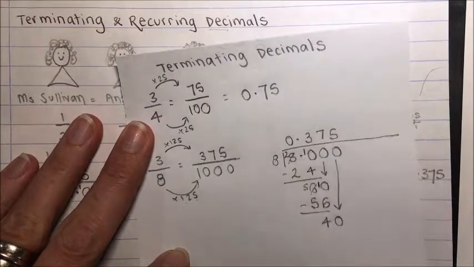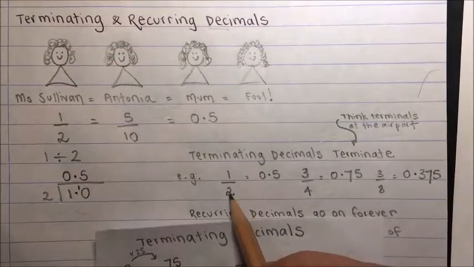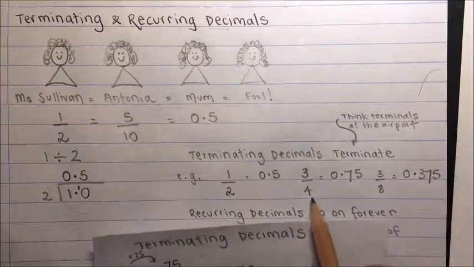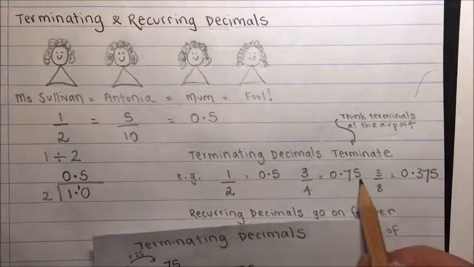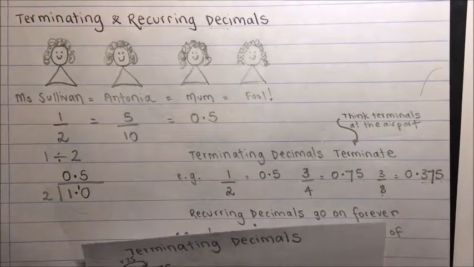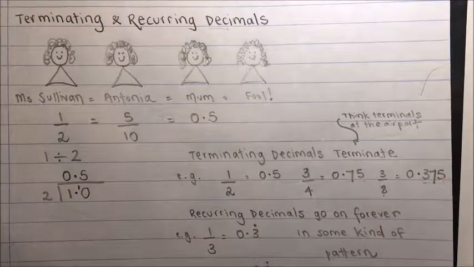So let's have a little reminder there. Our terminating decimals are decimals that wrap up neatly. So sometimes if we can create an equivalent fraction with 10 at the bottom, it'll be tenths. With 100 at the bottom, it'll be hundredths. And with 1,000 as the common denominator, it's thousandths. So that's nice little neat terminating decimals.